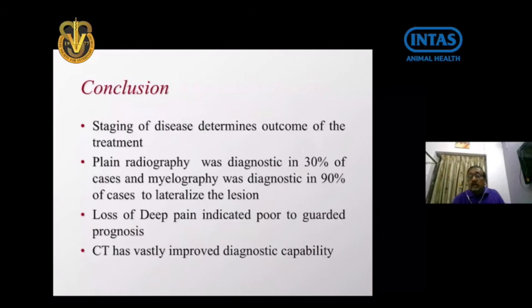So, before I conclude, I want to say that first thing, when you get a case, stage the disease. Talk to the owner. Owner complaints is very important. Myelography is pretty good. It can be done in practice. Many of you have radiography. Loss of deep pain indicates a very poor prognosis. Be very sure about it. CT is really doing very good for diagnosis.